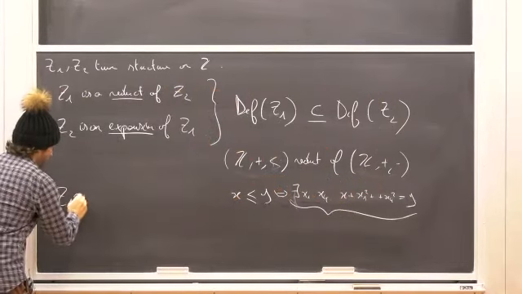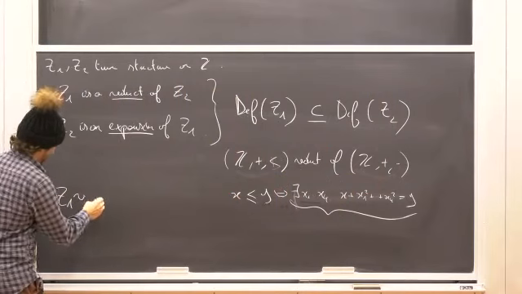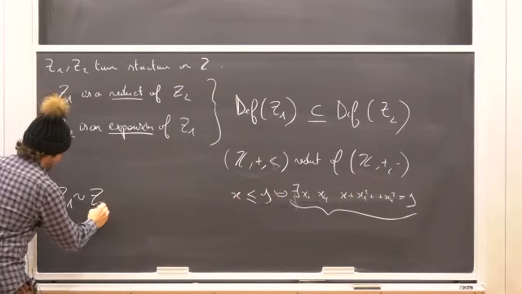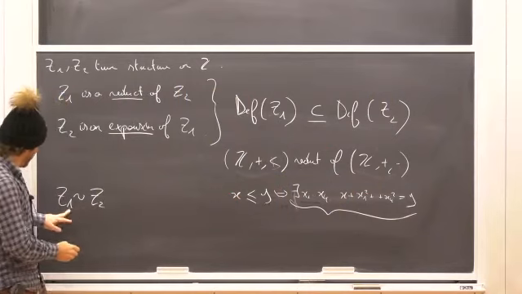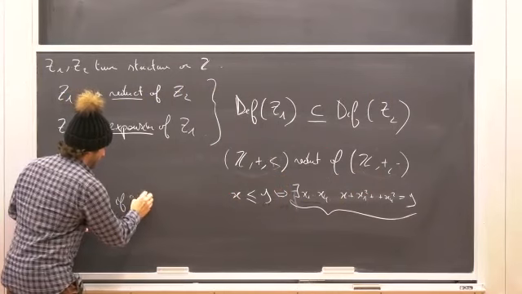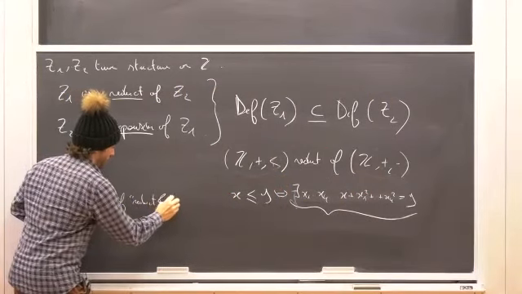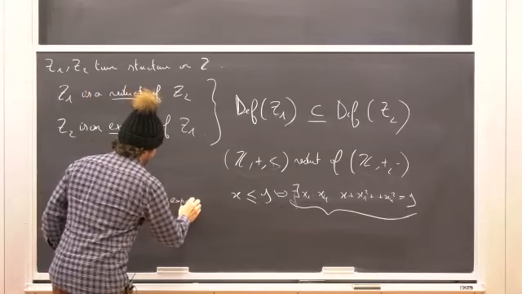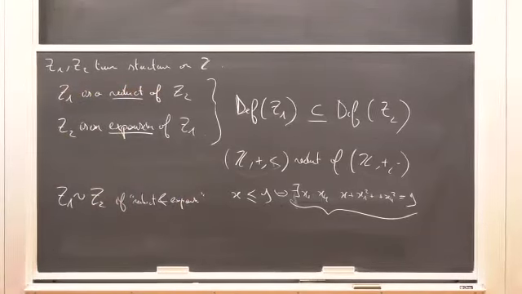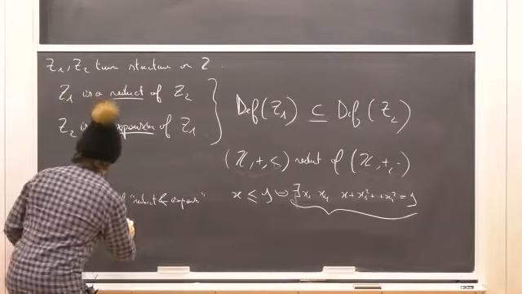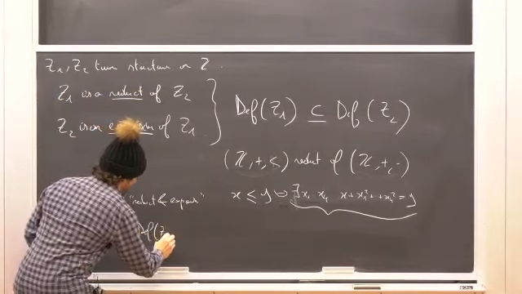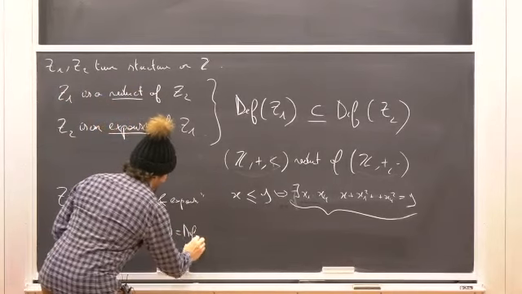I will write that Z1 and Z2 are interdefinable if each is a reduct and an expansion of the other. In other words, if the definable sets are the same, if Def Z1 equals Def Z2.